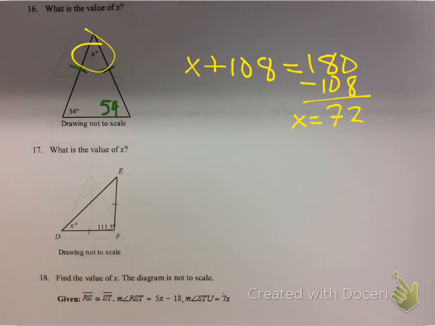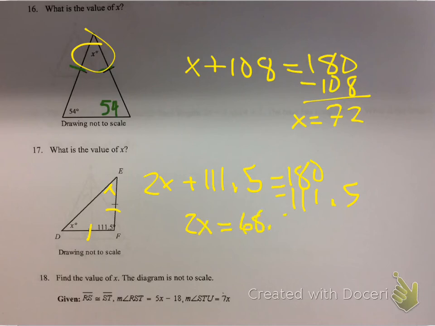Here, same thing. Notice that these sides are congruent, so that means this is an x. So there's 2x plus 111.5 equals 180. Subtract the 111.5, because why not have a decimal? Oy vey, I hate it when some people pick some weird stuff sometimes. Anyways, you would get 2x is equal to 68.5, divided by 2, and you get x is equal to 34.25 degrees. So there's your value for x.